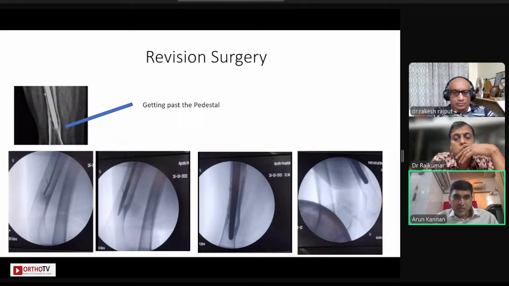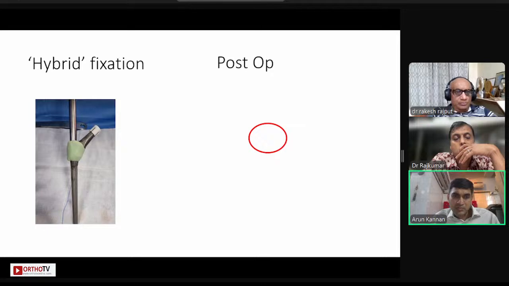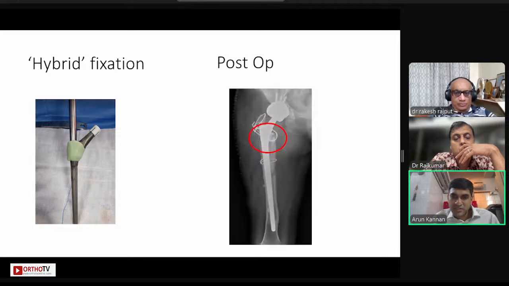What I've done in a few cases like this, I've had a good number of cases, is put cement around about the proximal 1 inch or so of the stem, just around the top of the stem. The rest of it is all uncemented. This was the immediate post-op picture. So a hybrid fixation of a Wagner stem is what I employed for this patient. Is it a prescribed or documented technique, or have you just tried it yourself? Yeah, I've done about 12 cases.